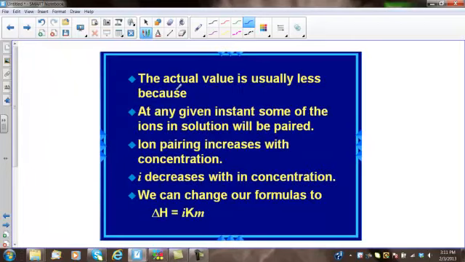The actual value, as you're going to see, is less because at any given instant, some of the ions in solution will be paired. Ion pairing increases with concentration, so then their i would decrease with concentration. We can change our formulas to reflect delta T equals i Km.